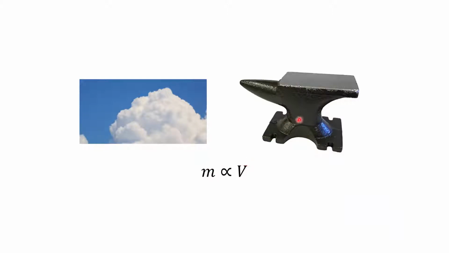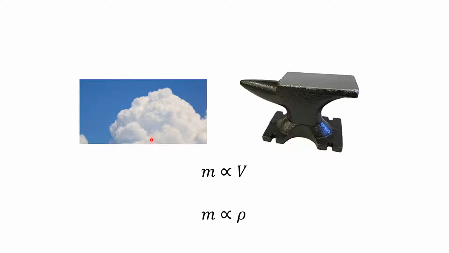Same thing goes for the anvil. If you could double the volume of this anvil, but have it made out of the same material, you would expect it to weigh twice as much because it would have twice the mass. So that's what the statement says. Tripling the volume would consequently triple the mass.